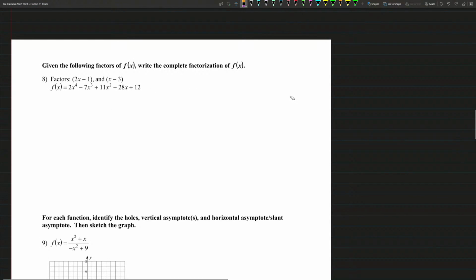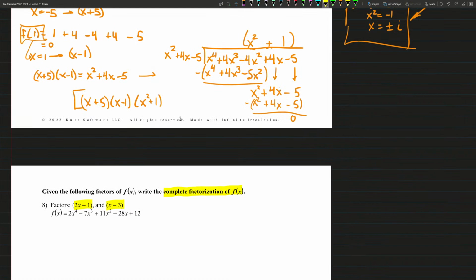Number 8 is very similar to the one that we just did, except it's giving you two factors, right? So number 8 says, given the following factors of f of x, these two things right here, I want the complete factorization of f of x. So complete factorization, it's going to look something like this, right? It's going to be a combination of linear terms with quadratic terms without real solutions.